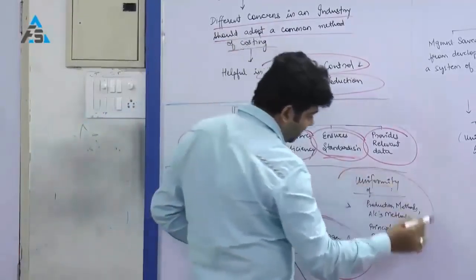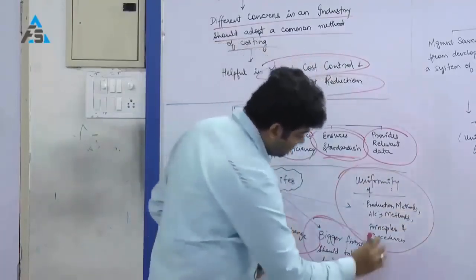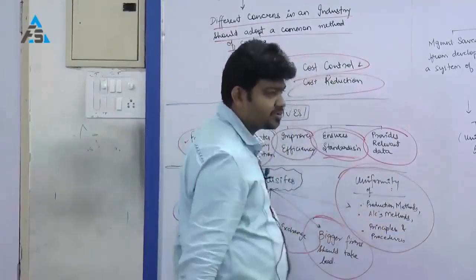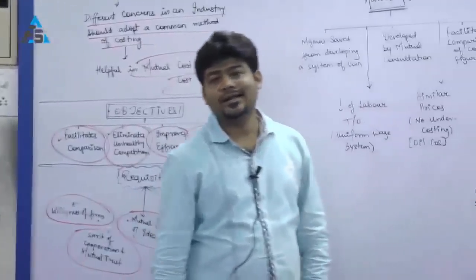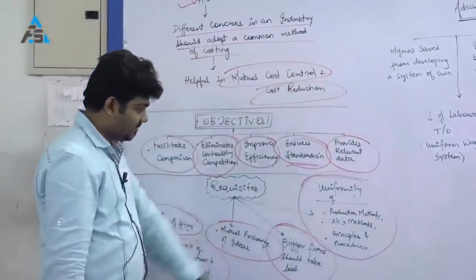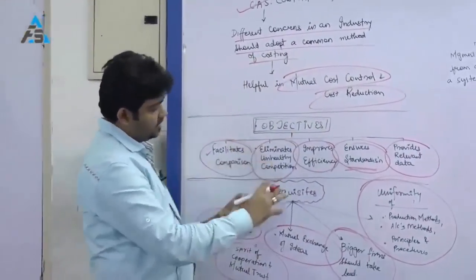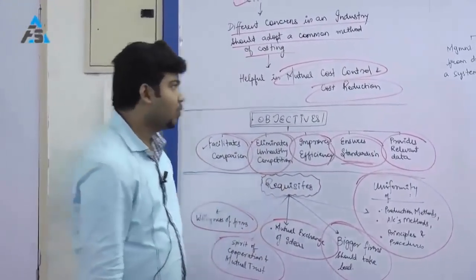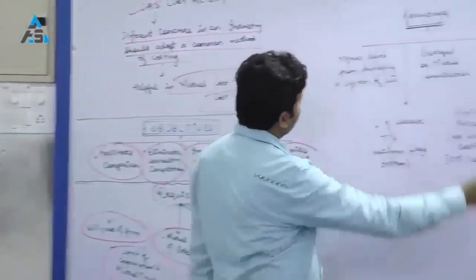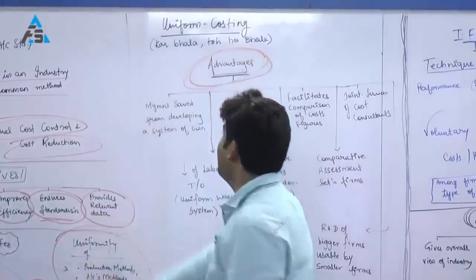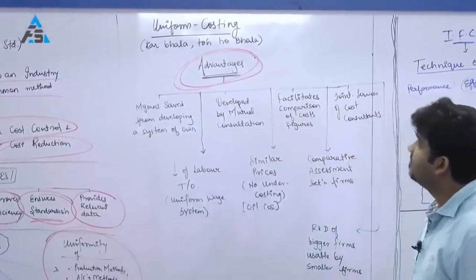And lastly, uniformity should come in production methods, accounting methods, principles and procedures. So all of these are requisites of uniform costing. Once taken care of, you know, uniform costing can work wonders. And on that note, now we will see what are the advantages of using uniform costing.